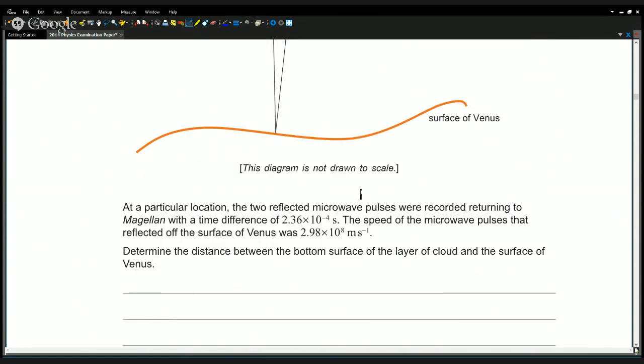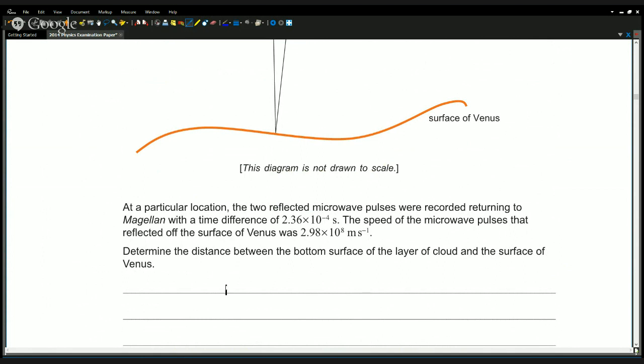At a particular location, the two reflected microwave pulses were recorded returning to Magellan with a time difference. The speed of microwave pulses that reflected off the surface of Venus was, okay, Venus has a thick enough atmosphere that you actually have a slight difference in the speed of light. That's interesting, because usually the difference between the speed of light in air and in a vacuum is insignificant for most applications. It might become important for some applications, though I'm not aware of what. Determine the distance between the bottom surface of the layer of cloud and the surface of Venus.